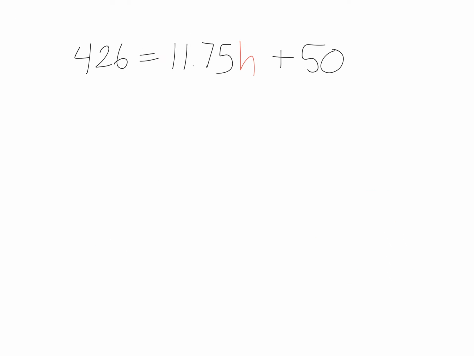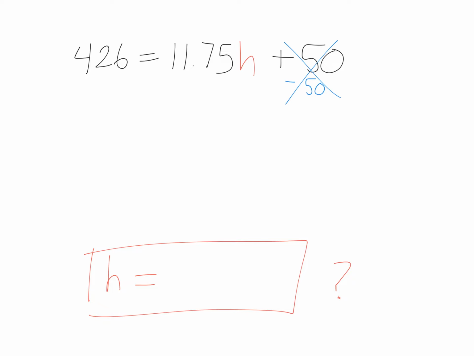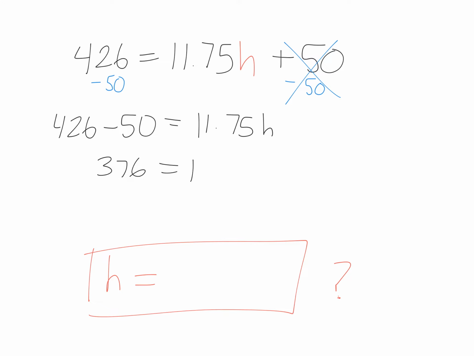It worked. So what we're trying to do is isolate H. I want to know, what is H? How many hours did she work? Okay, we want to get rid of this plus 50, so we take it away. Opposite operations. What do I do to the left side then? What is 426 take away 50? 376 equals 11.75 H. How do I isolate H?